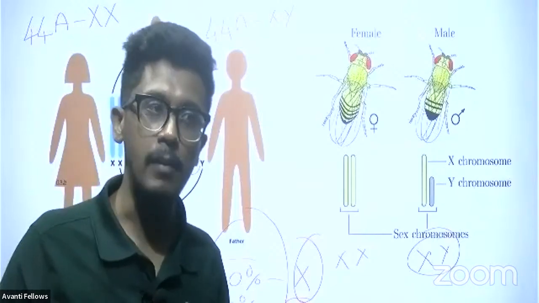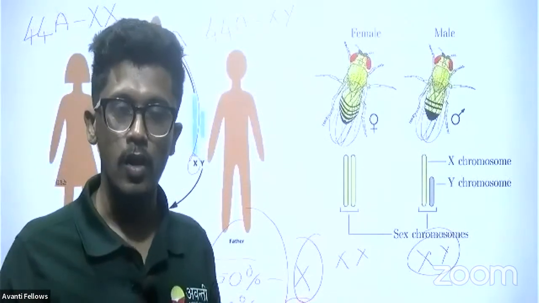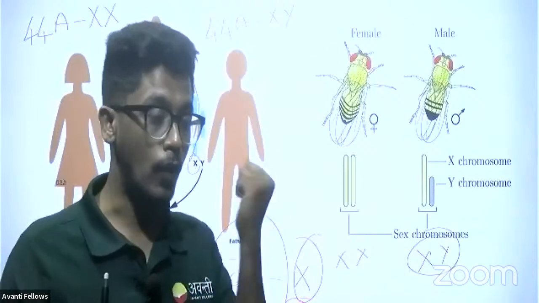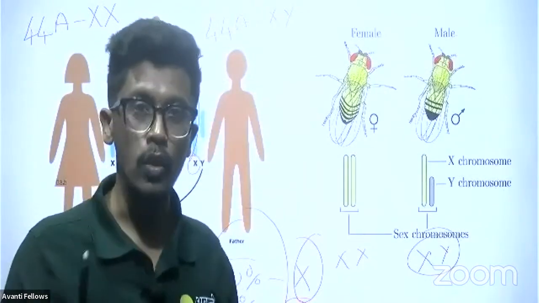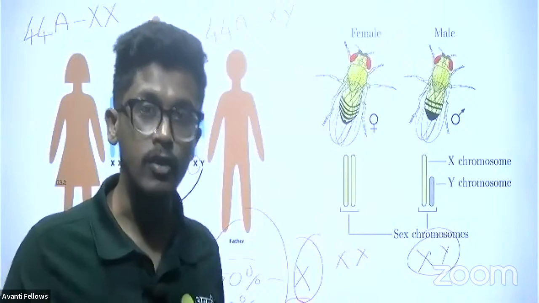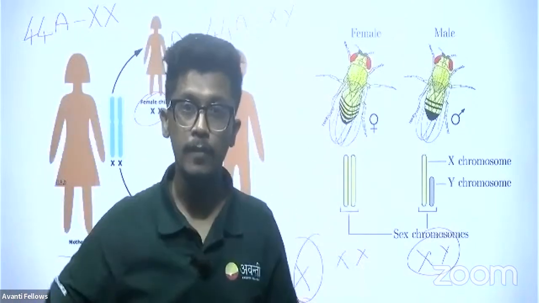So you see, the female has two X chromosomes. Okay, and look at what one X chromosome can do. One X chromosome would give us the inactive breast, that is the chest. Correct, right?